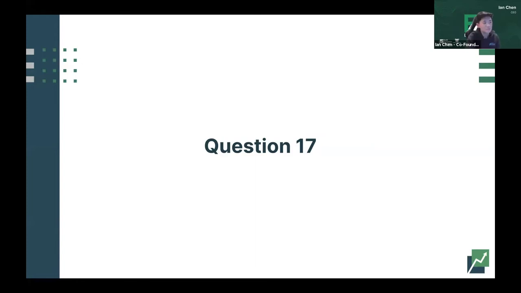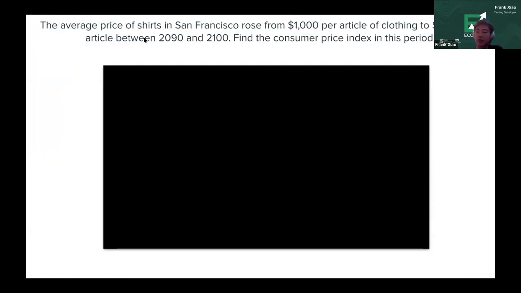Question 17. The average price of shirts in San Francisco rose from $1,000 per article of clothing to $1,200 per article between 2090 and 2100. Find the consumer price index in this period. Ritvik. 120. That is correct. 5 points will be awarded to Ritvik's team. And we will now be moving on to the next question.